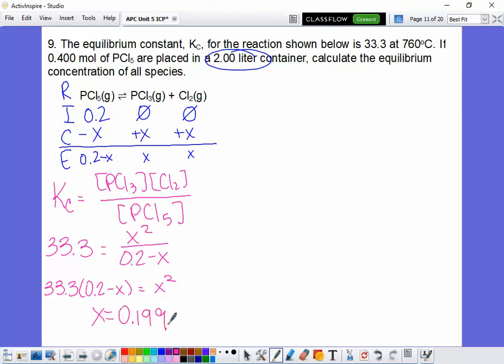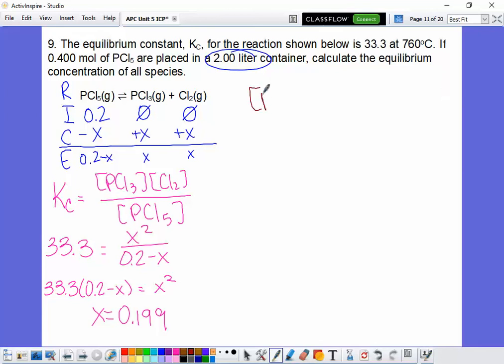And how you get to that x, I don't care, as long as you get there, right? And you get there correctly, and on your own. Maybe with the use of a calculator, but not the use of a friend. Okay? Or an enemy. So now that we know x, the question was calculate the equilibrium concentration for all species.